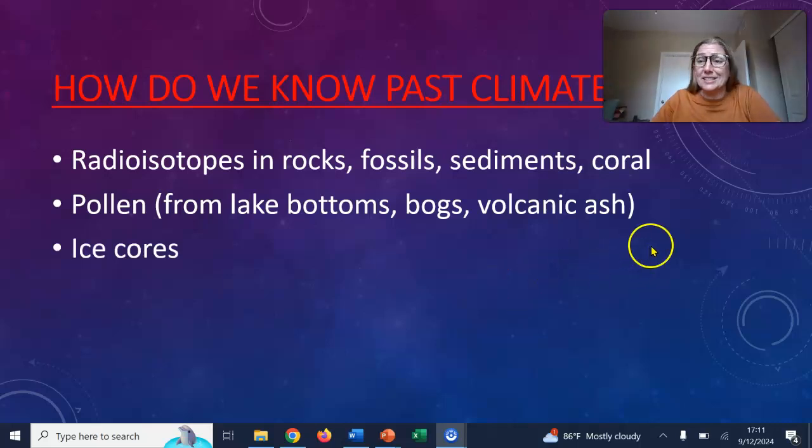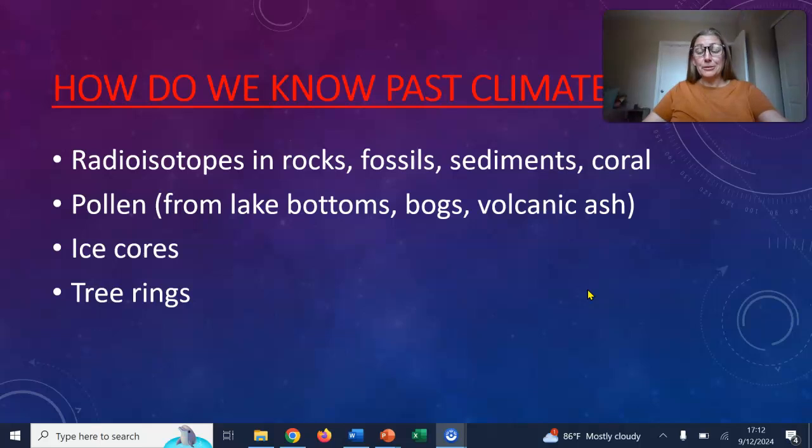We can look at ice core data, basically drilling down into an ice sheet or a glacier, and we can extract a tube of ice, or a core of ice. In that ice core, we can look at little air bubbles or gas bubbles that are trapped when the ice is formed. And we can look at the different gases that were present. Was there a lot of greenhouse gases? If there were a lot of greenhouse gases, climate was probably warmer. So ice core data is great for reconstructing past climate.